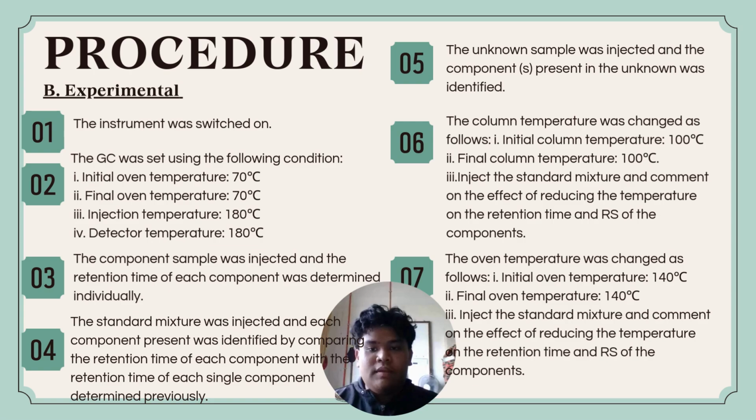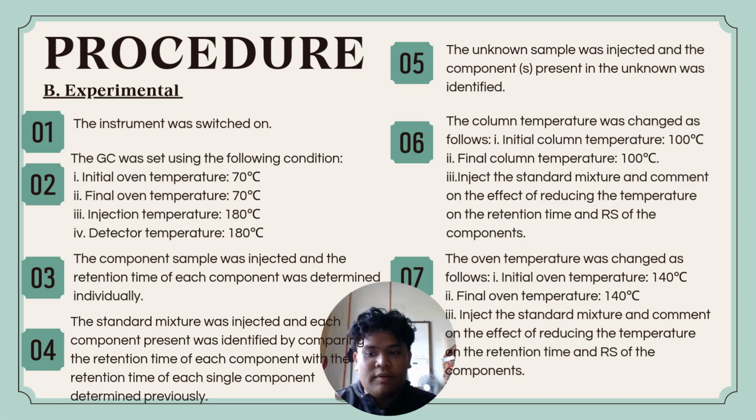B. Experimental. First, the instrument was switched on. Second, the gas chromatography was set using the following conditions. First, initial oven temperature 70 degrees Celsius. Second, final oven temperature 70 degrees Celsius. Injection temperature 180 degrees Celsius. Lastly, detector temperature 180 degrees Celsius.